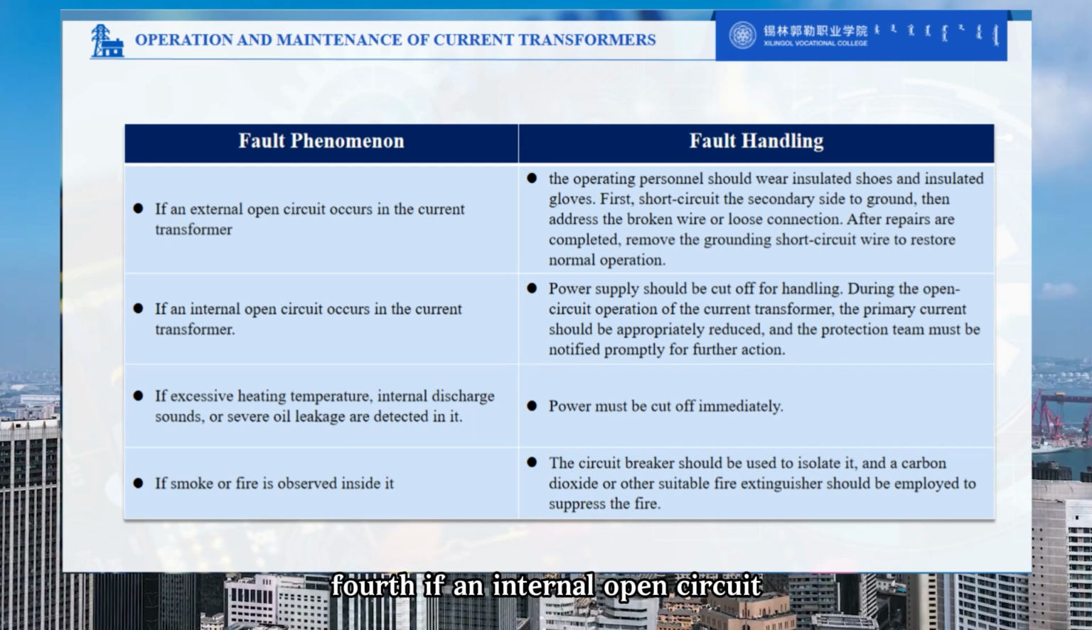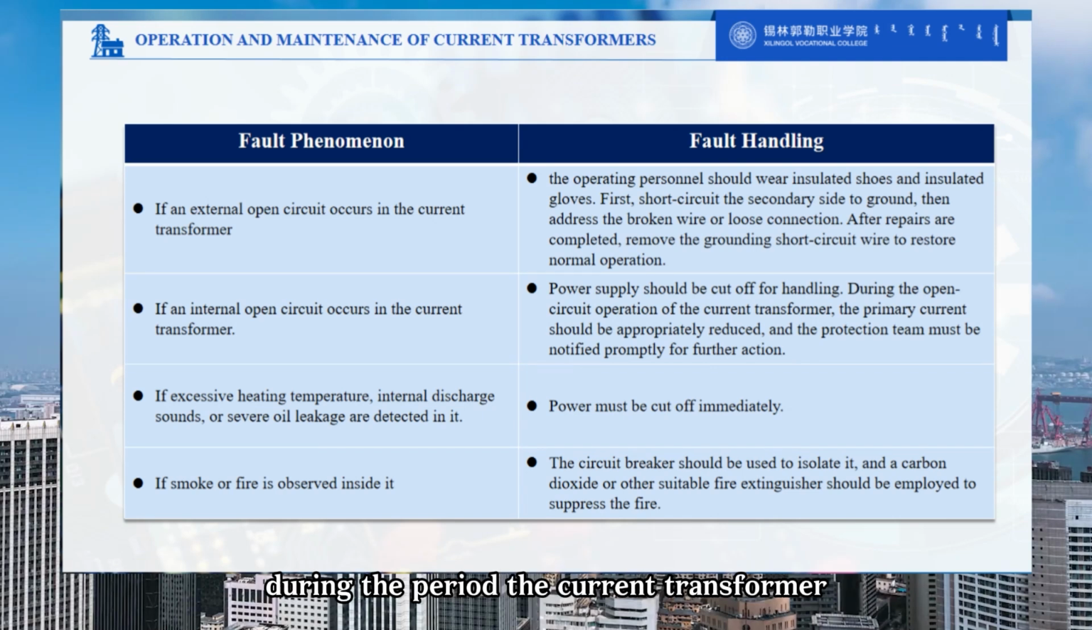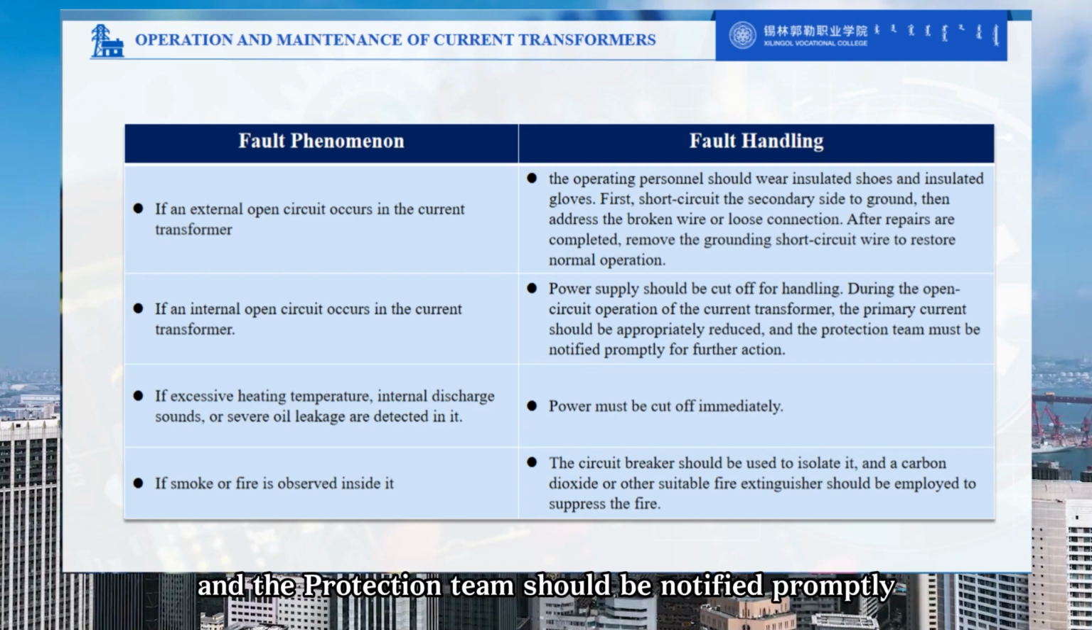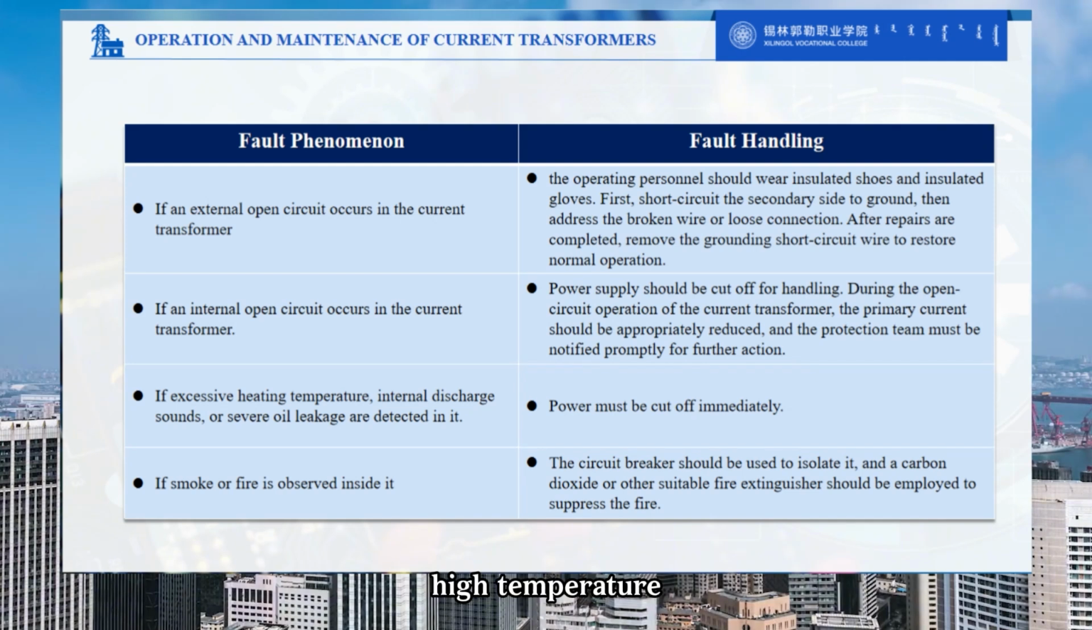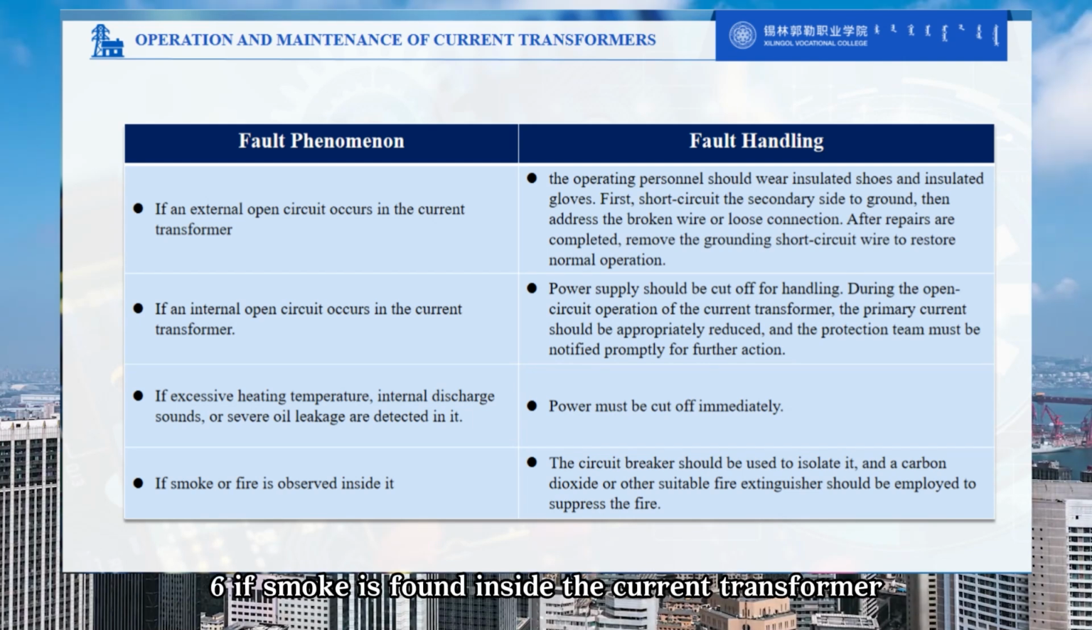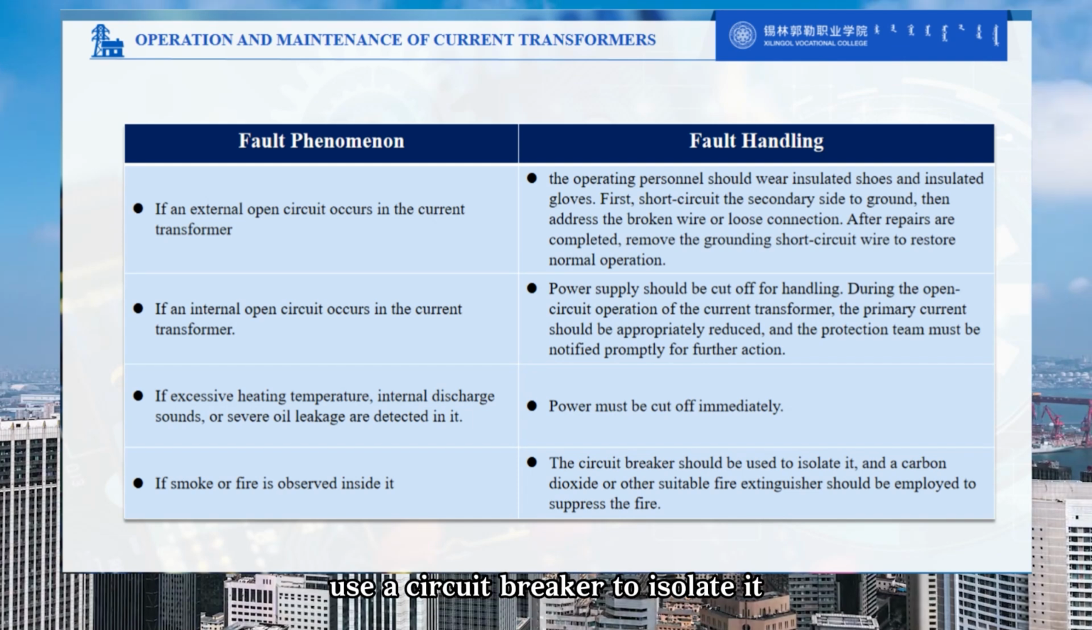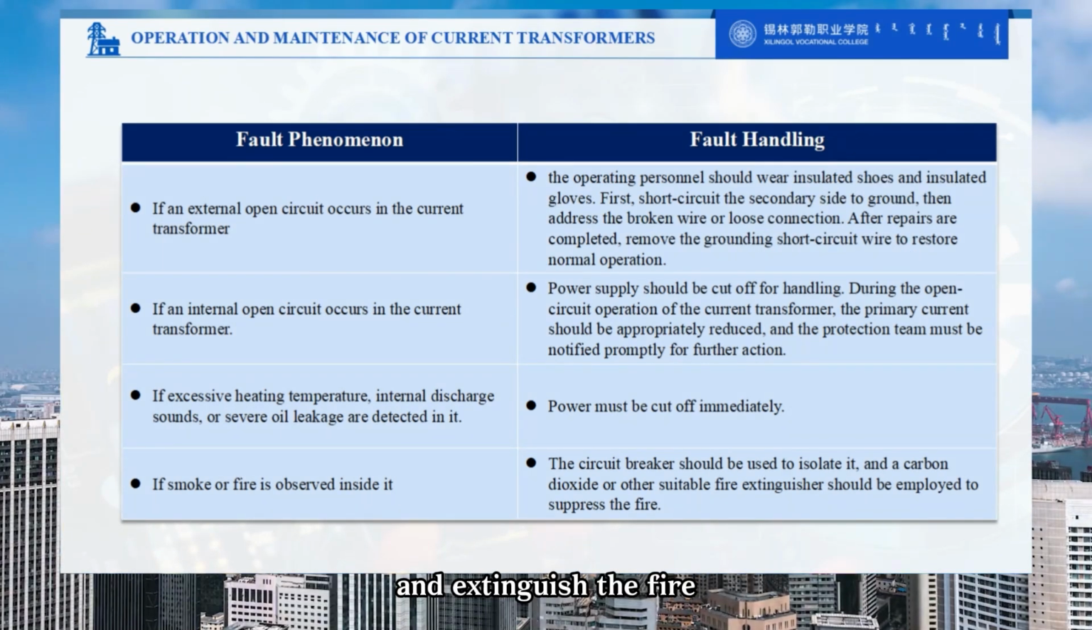Fourth, if an internal open circuit occurs in the current transformer, it should be handled after de-energization. During the period the current transformer operates with an open circuit, the primary current should be appropriately reduced, and the protection team should be notified promptly for handling. Fifth, if excessive heating, high temperature, internal discharge sounds, or serious oil leakage are found, it needs to be de-energized immediately. Sixth, if smoke is found inside the current transformer, or if it catches fire, use a circuit breaker to isolate it, and extinguish the fire using a carbon dioxide or other suitable fire extinguisher.